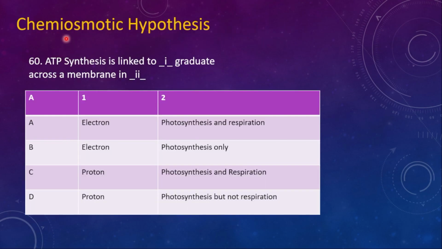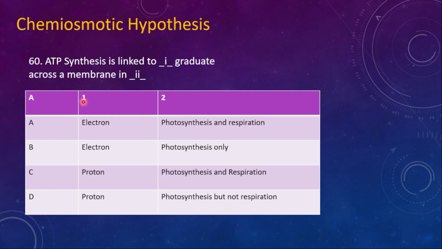Now, chemiosmotic hypothesis, one of the best hypotheses I can say. 60th question, ATP synthesis is linked to dash gradient across a membrane in dash.